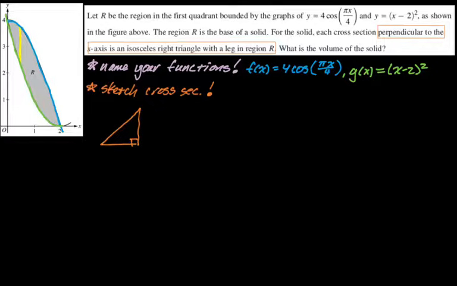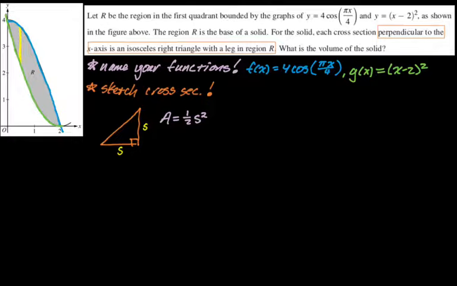So this is my isosceles right triangle. A leg is in the region, so one of the legs of this thing is S. And then the other one is also S because it's isosceles. So now I know the area. It's 1/2 base times height. It's 1/2 S squared. And now I can work with that.